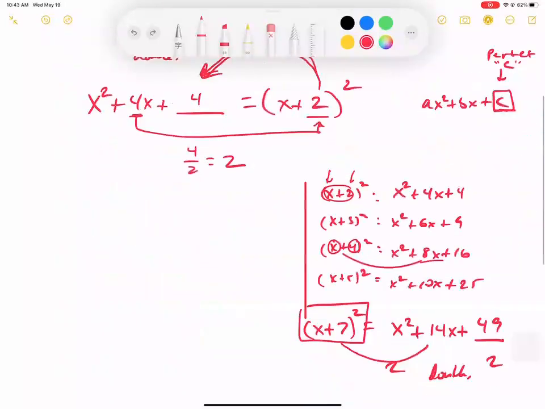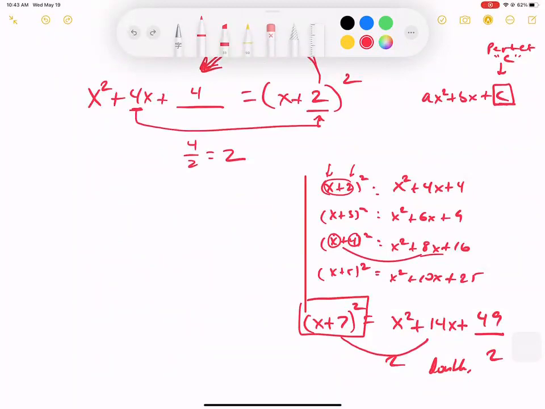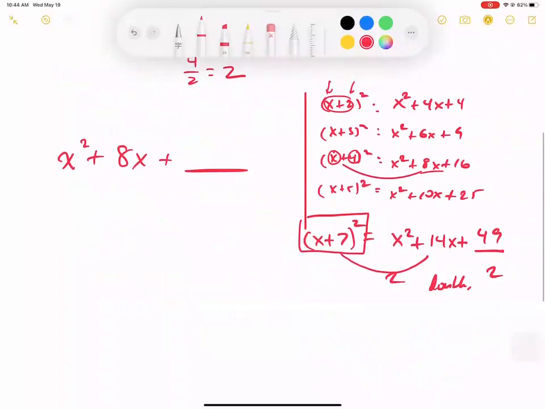Okay, so you'll see some problems, and they'll ask you, hey, what is this perfect C value that would work here? So if I give you x squared plus, let's do 8x, what would be that number in the back? You could look on the right, but instead, here's the pattern. Divide by 2, and then square it. 8 divided by 2 is 4. 4 squared is 16. And if that's the case, this is x plus 4 squared, right? Because 4 times 4 is 16.